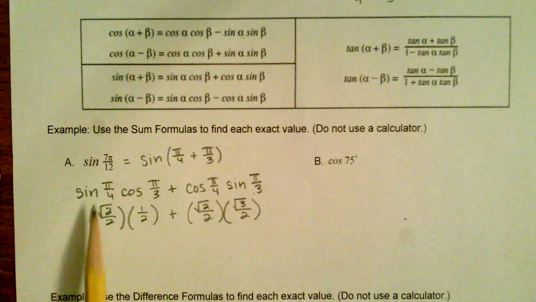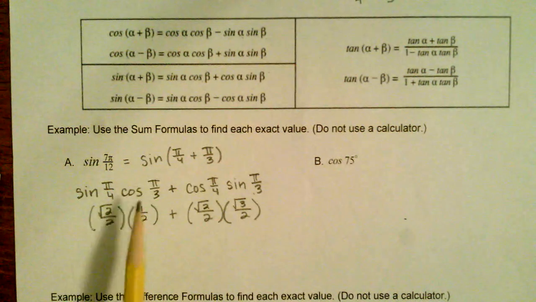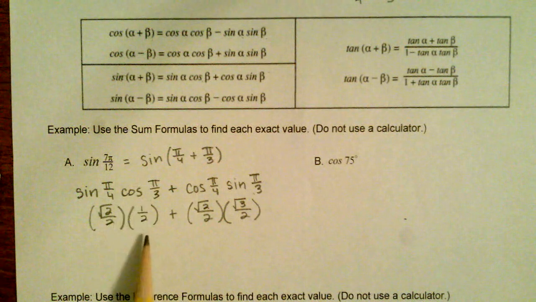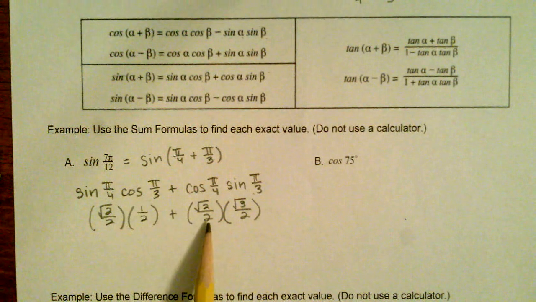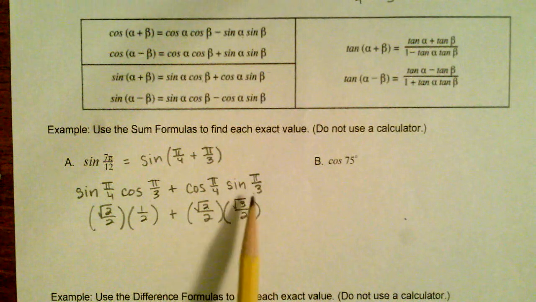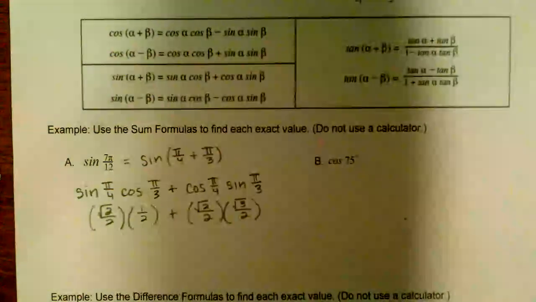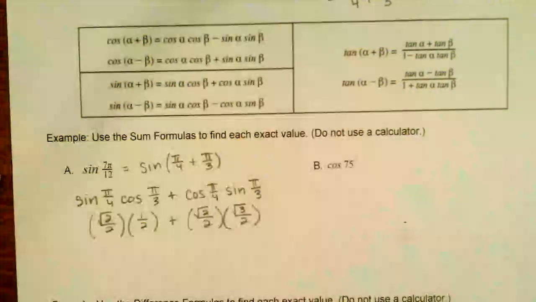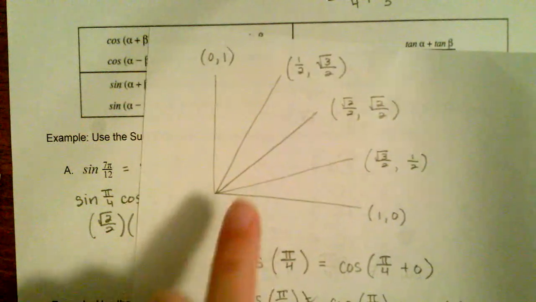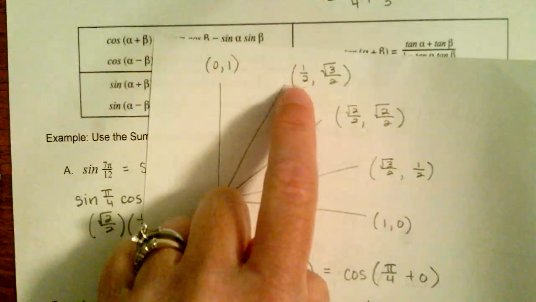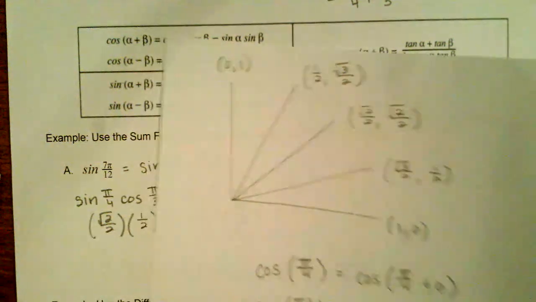Okay, so my sine of pi over 4 was square root of 2 over 2. My cosine pi over 3 was 1/2. My cosine of pi over 4 was square root of 2 over 2. My sine of pi over 3 was square root of 3 over 2. Okay, again, if you're not remembering, you're going here. Cosine is our first, sine is our second.